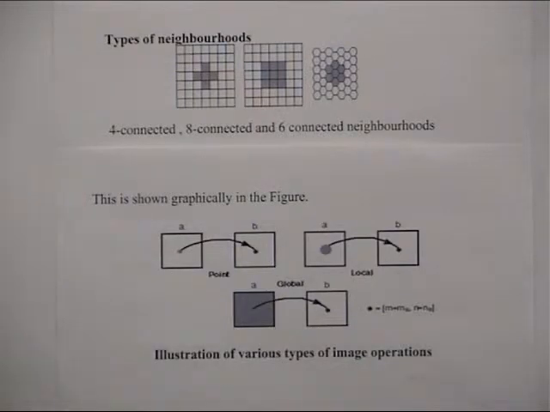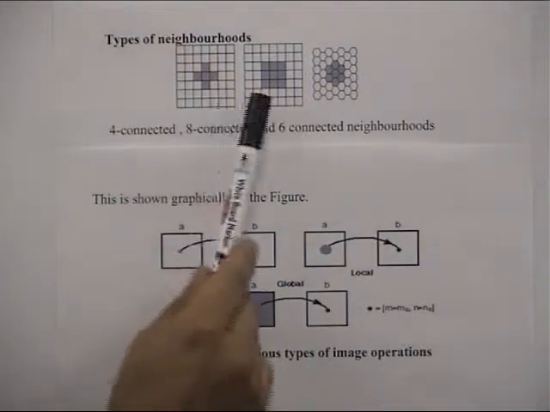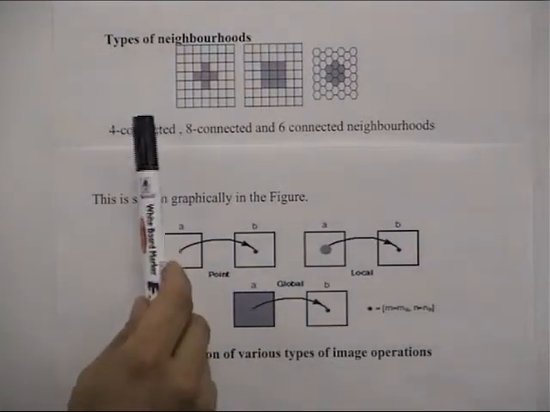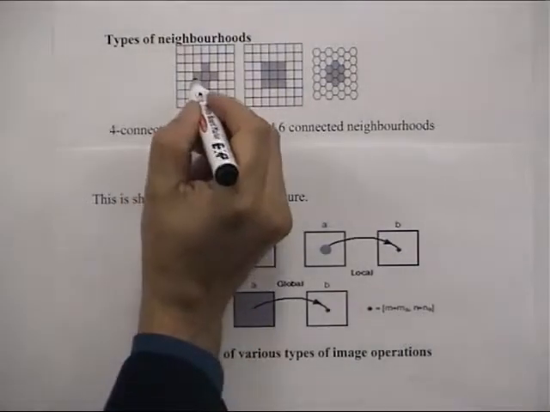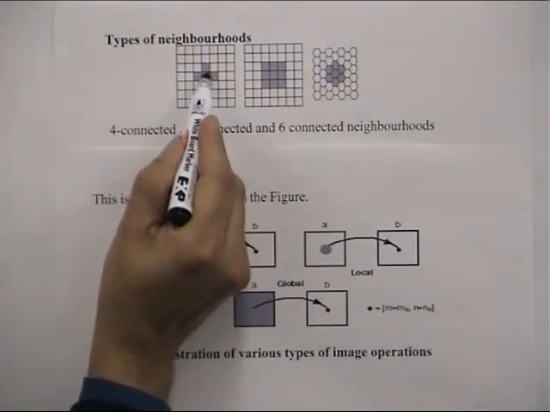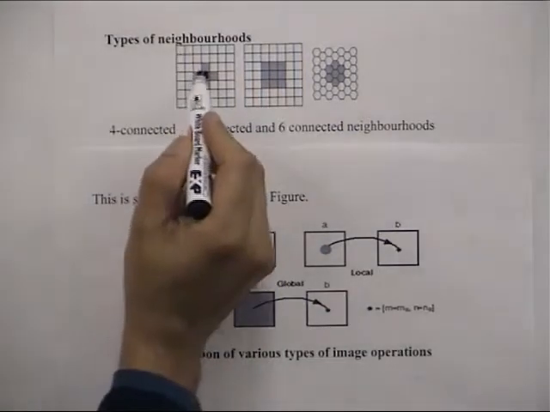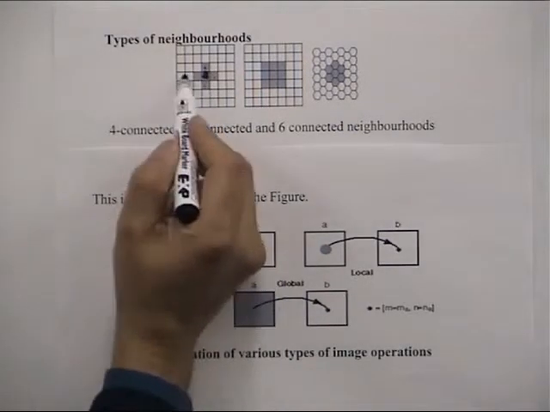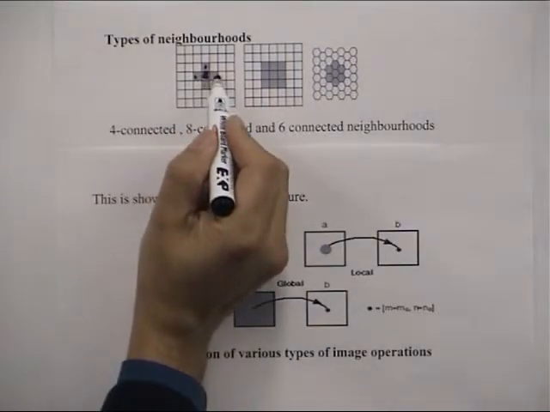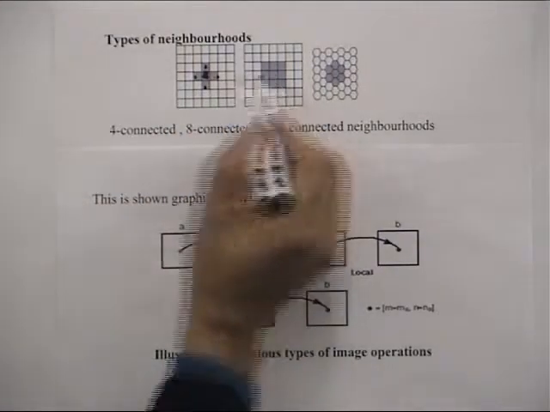Now, let's consider what these neighborhoods are for the local region that we were referring to. They can be of any size, but the commonest ones use 4-point operations, 8-point operations, and 6-point operations. The common ones being the 4 and the 8. In the 4-point operation, you have the actual point, and the 4 points that are closest to it, which are touching it, have an influence on the output.